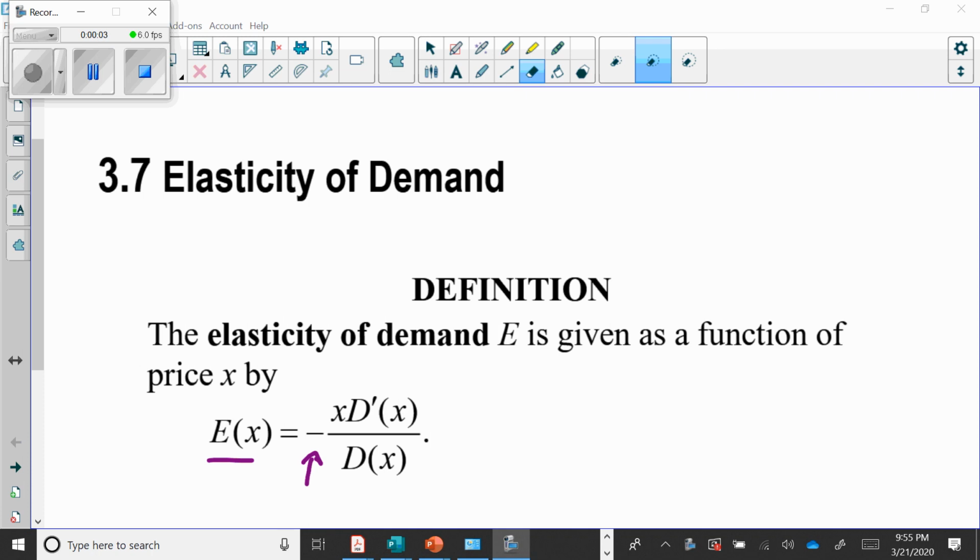Hey guys, welcome back to another evening of online calculus. So tonight we're going to talk about elasticity of demand.